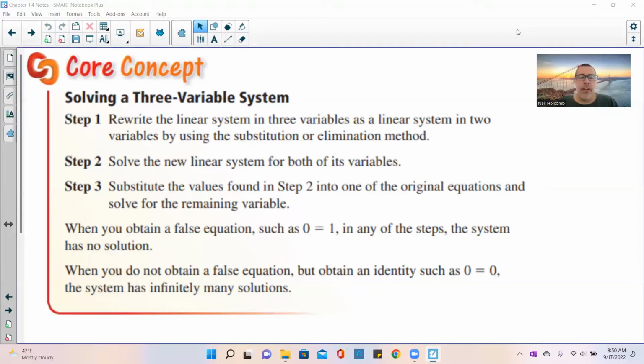When you do not obtain a false equation, but obtain an identity such as 0 equals 0, 3 equals 3, 4 equals 4, then the system has infinitely many solutions. And we would say that the two linear equations coincide. They sit on top of each other. And that's what we'll be doing from here on out.